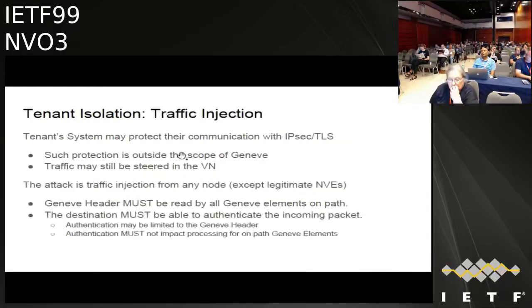The first thing is that tenants might encrypt their communications using IPsec, for example. In this case, it won't be part of the Geneve overlay to provide some of the protections. In that case, the tenants are providing their own way to protect their communications. So it is not in the scope of Geneve to provide an IPsec tunneling between the different tenants. That's really the scope of the tenants. What we considered is mostly that any node can be performing an attack, like injecting some traffic, and that any node on path must be able to read the Geneve header, and the destination must be able to authenticate the incoming packets. That's how we base the analysis.